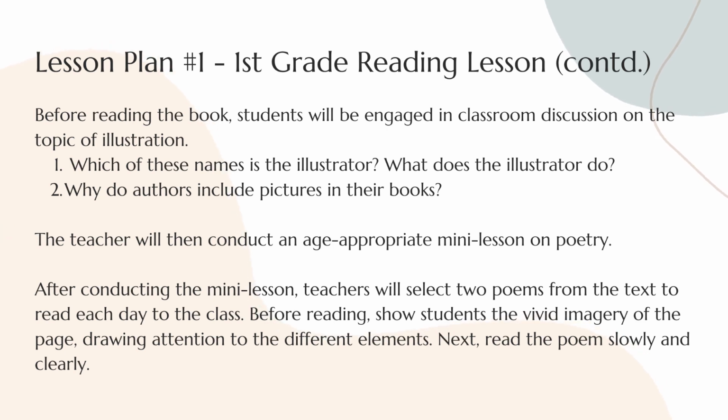After conducting the mini lesson, teachers will select two poems from the text to read each day to the class. Before reading, show students the vivid imagery of the page, drawing attention to the different elements. Next, read the poem slowly and clearly. By drawing attention to the different elements of the pictures, it will cause students to critically think about why an illustrator may have chosen those colors, those animals, the sizing, the depth, all these things. And this could also be included in connection with an art class.